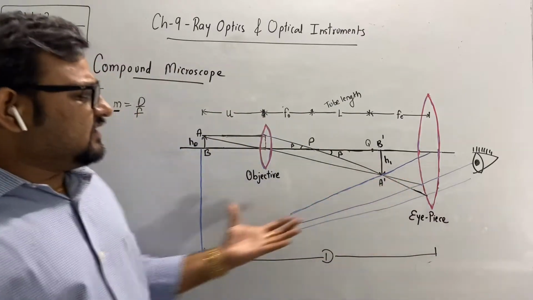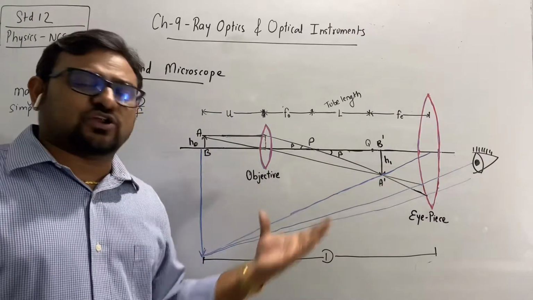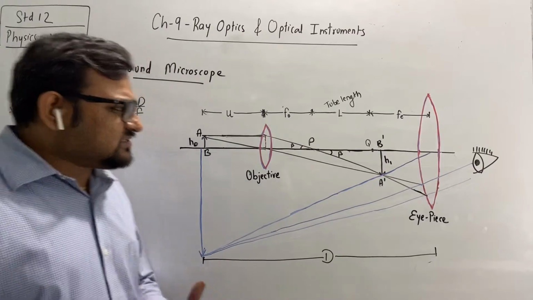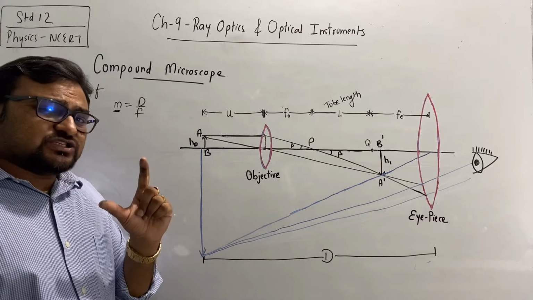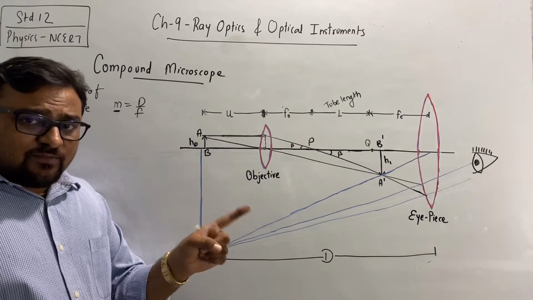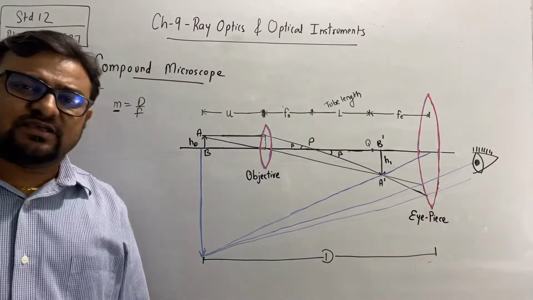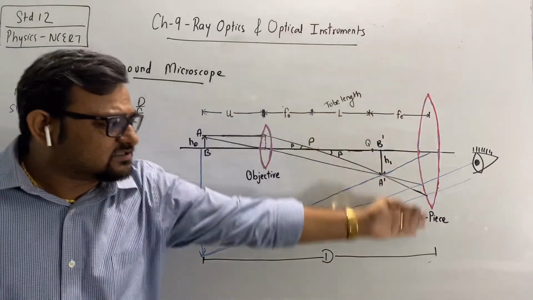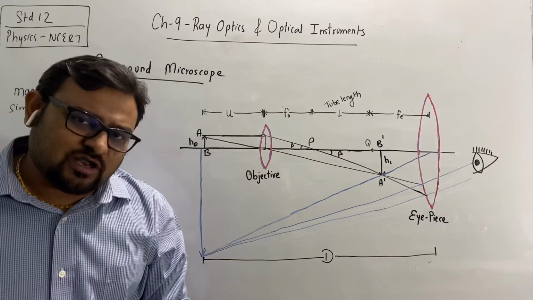Okay, so this is the schematic diagram of the arrangement of two lenses in the compound microscope. Now let's see here. One of the lenses is called the objective, that is smaller in size. The lens that is kept near the eye, from which we are observing, is called the eyepiece. The eyepiece is larger in size, and the objective is smaller in size.